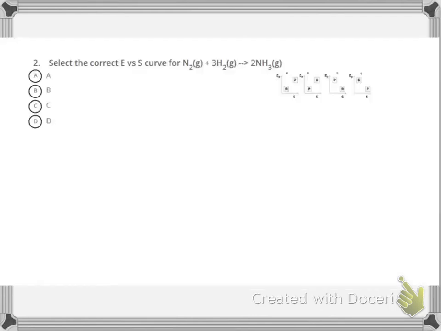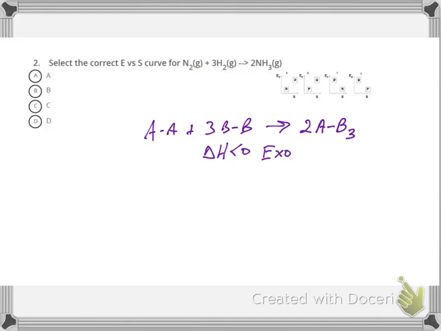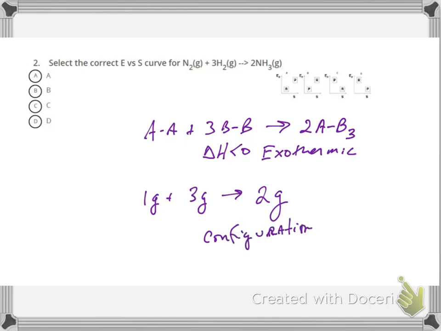Here we're asked to construct the E versus S curve. So we want to have potential energy on the y-axis, the entropy or the changing configurations on the x-axis. So we do our standard energy evaluation to get the sign of the change in potential energy. We have AA plus 3 BBs to make 2 AB3s. So we see this is an exothermic reaction. Delta H is less than 0. We have 1 gas plus 3 gas going to 2 gas. The overall effect is that the configurations go down in the products, so that means S is going to decrease.